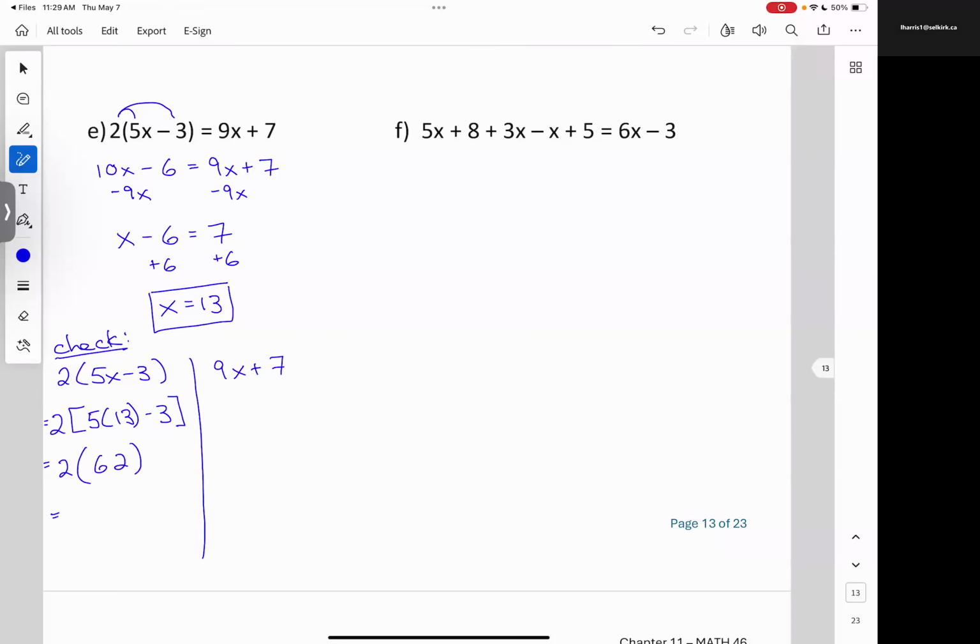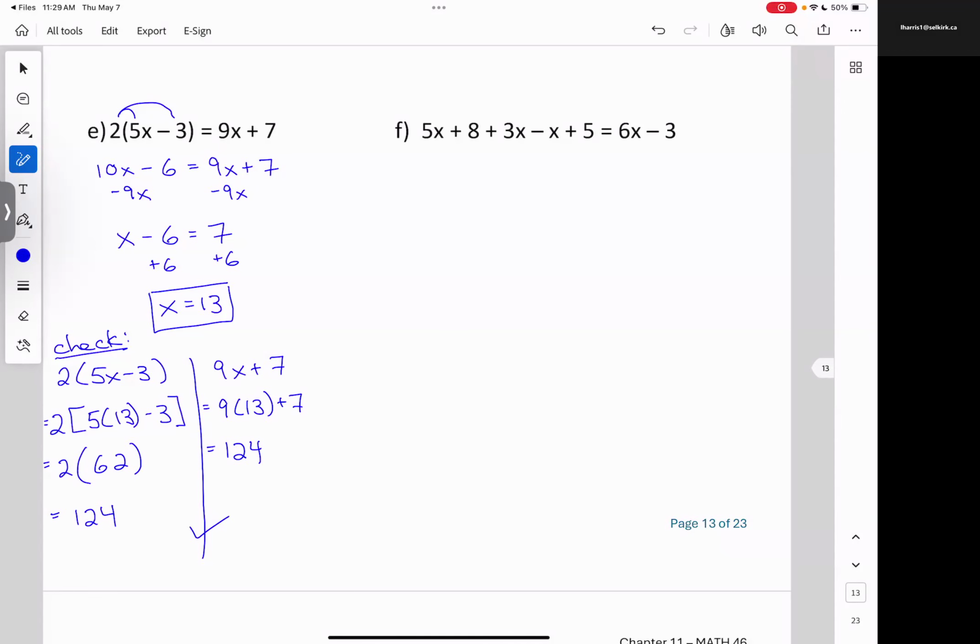And so we get 124. On the right, we've got 9 times 13 plus 7, which gives us 124. So that makes sense.